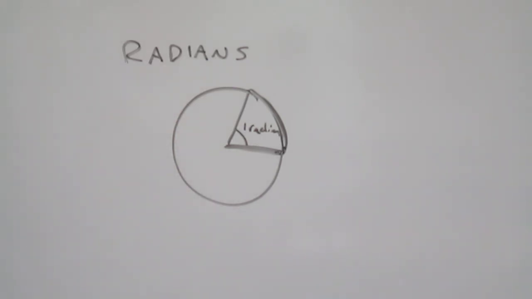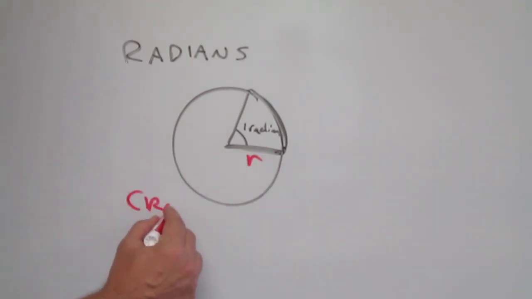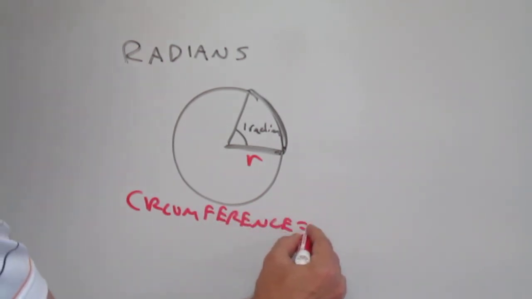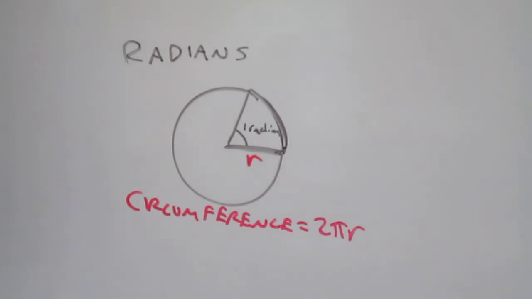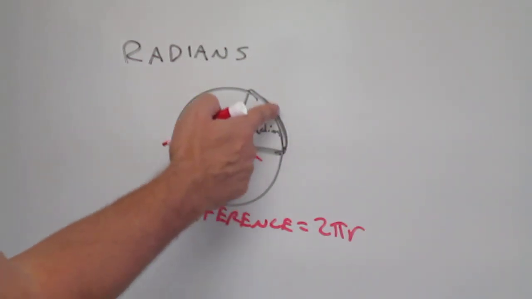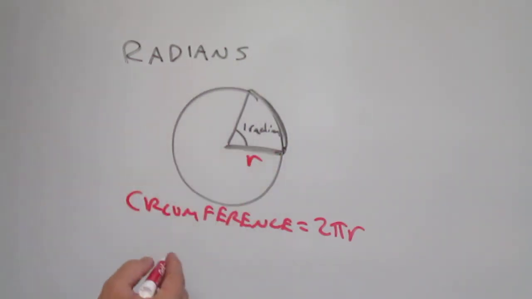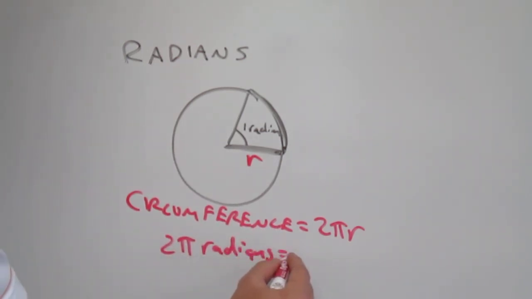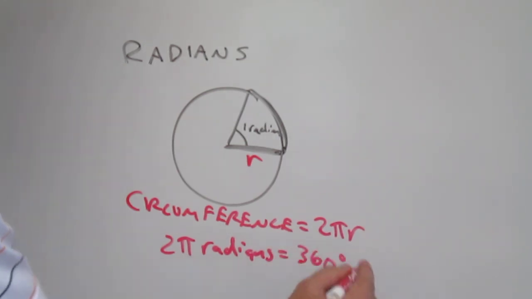Well, partially you know this already by how you calculated the circumference of a circle. If I know that this radius is r, the circumference of a circle is equal to 2 pi times r, or some of you would say pi times diameter. But just in terms of radius, it would be 2 pi r. So, if I have how many of those r's in one circle? Well, 2 pi radians is equal to 1 circle, or 360 degrees.